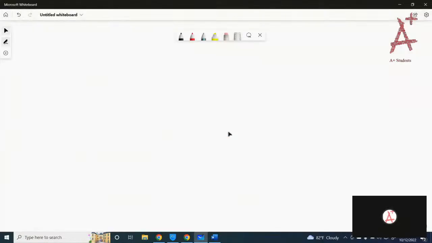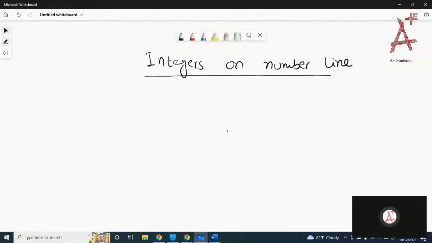Integers on the number line. Let me write down the lesson name. Integers on number line. So, number line is just a way to represent the integers. Got it? Because integers are the positive and the negative numbers, the number line sometimes represents only the positive numbers depending on the question, and sometimes it represents the negative numbers only. It depends on the question.